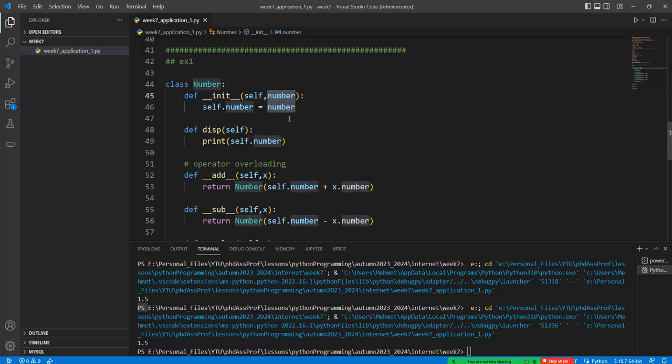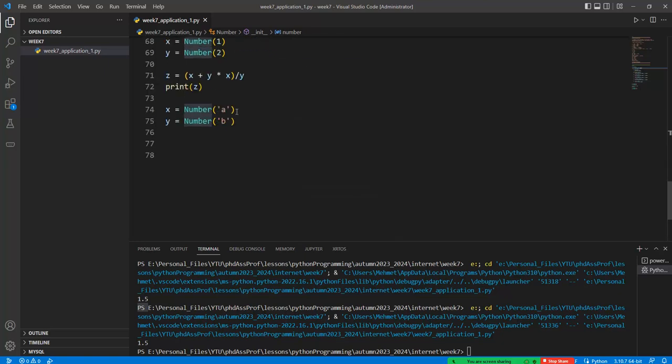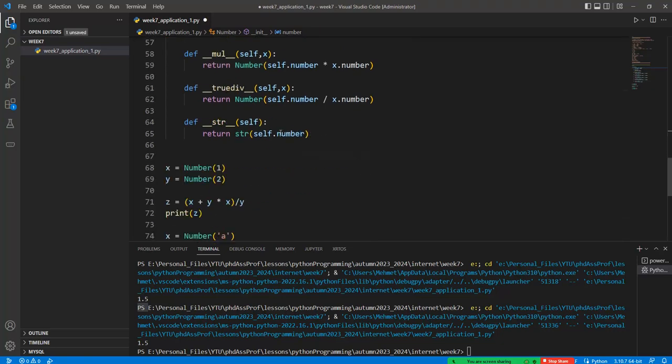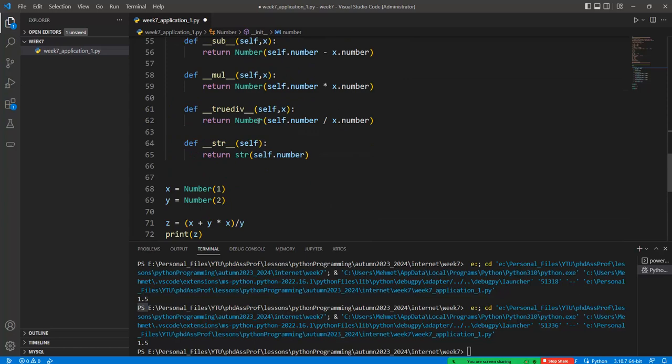If we have an integer, a double or a float value in here, we should assign it. But if we have a string character like this one, there is no syntax error, because this number is assigned to the string, and then this string can be overloaded by using this function.